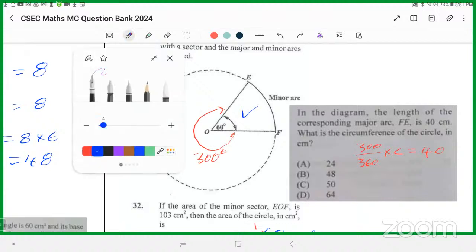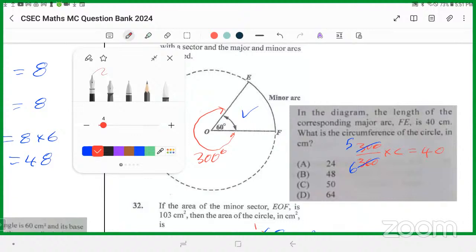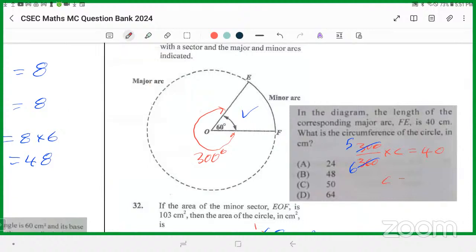So this becomes 5. We divide by 6. This becomes 6. So it's going to become 48 actually. So you're going to get C equals 40 times 6 over 5. 5 into 40 goes 8 times. And then 8 times 6 is 48. So the answer is going to be this 48 right here. Yeah, the answer is there, 48. I'll just circle 48.